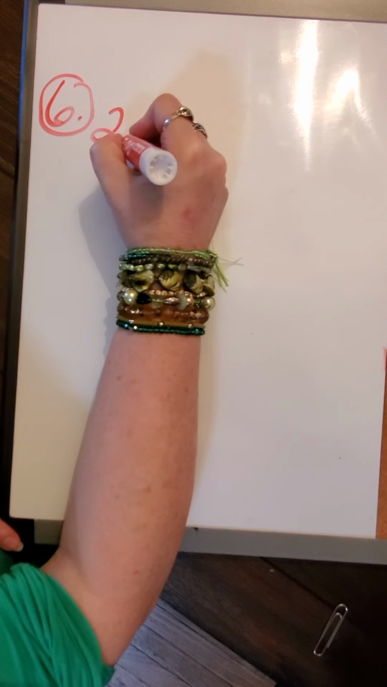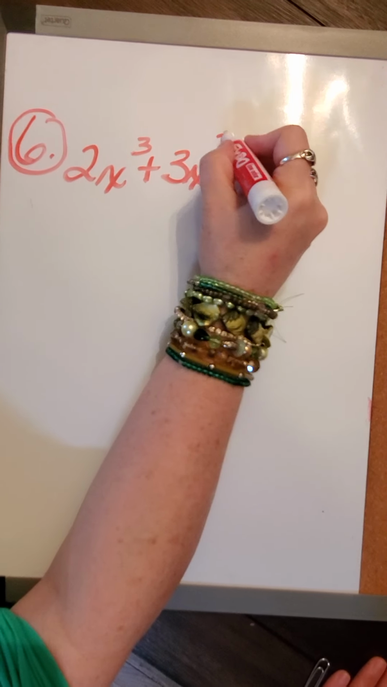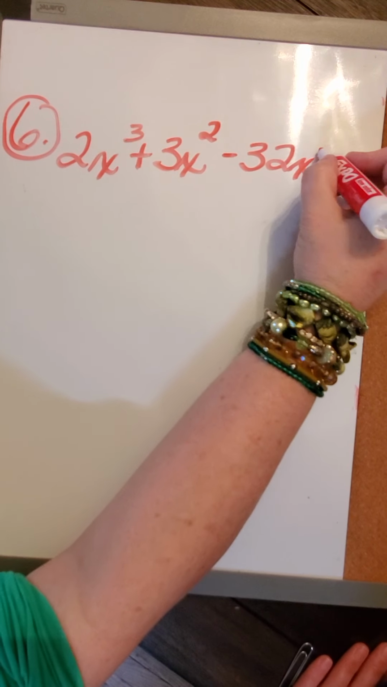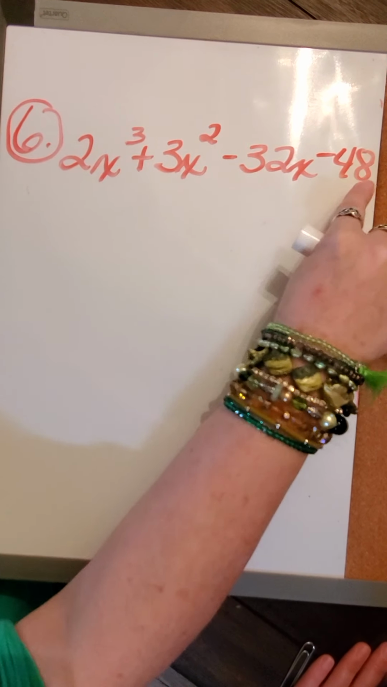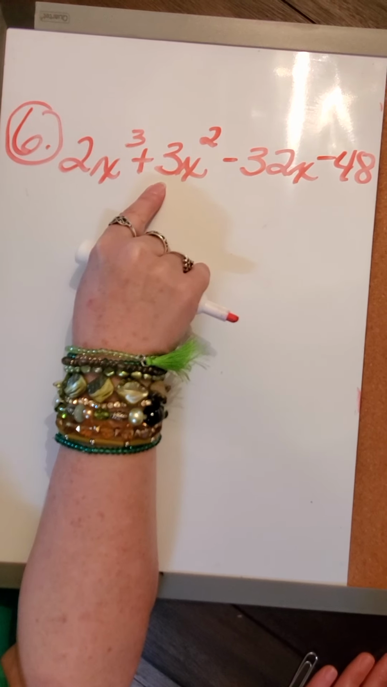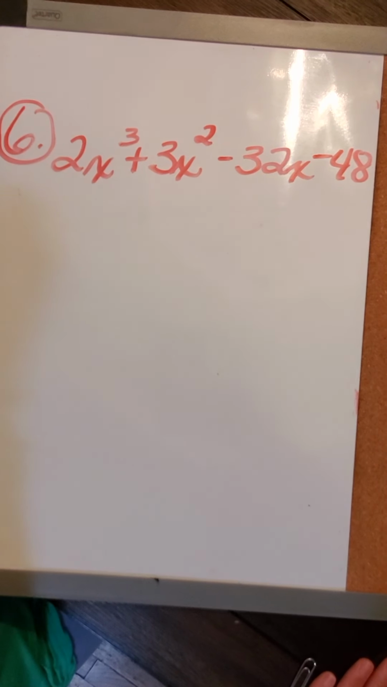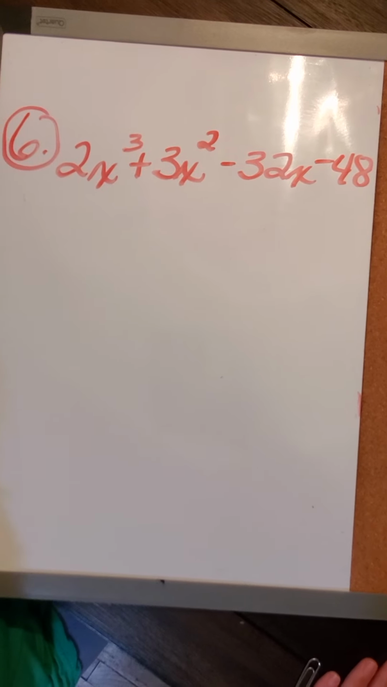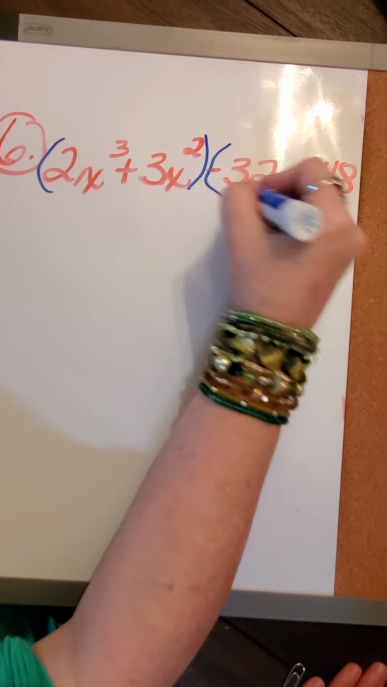Okay, we have 2x cubed plus 3x squared minus 32x minus 48. Okay, I said that 2 would go into all of these, and then as I was doing the problem, I realized that it will not go into this one. So there's nothing that will go into all of these. So what we're going to do is just go ahead and group them. We're going to group these two together, and we're going to group these two together.